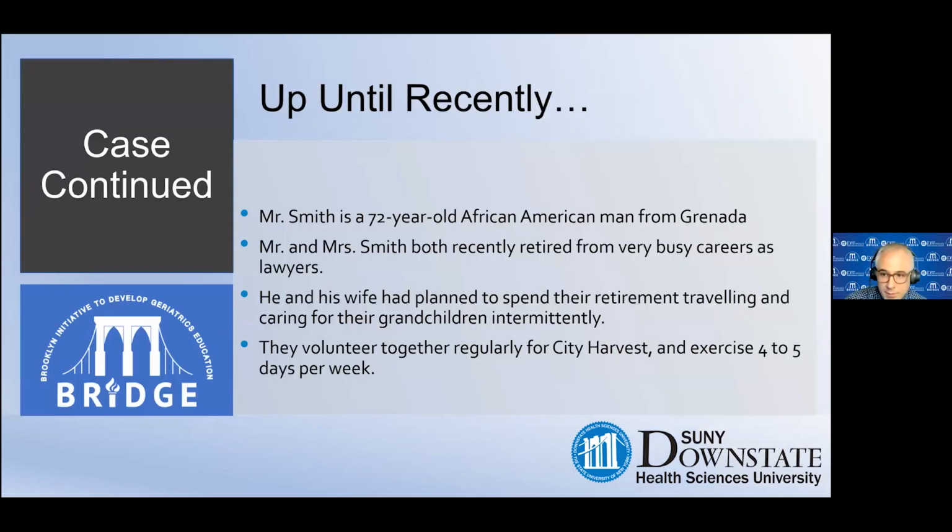So we're going to talk about Mr. Smith, a 72-year-old African-American man from Grenada. Mr. and Mrs. Smith, both recently retired from their very busy careers as lawyers. He and his wife had planned to spend their retirement traveling and caring for their grandkids intermittently, volunteer regularly at City Harvest. They both exercise 4 to 5 days per week. Socially, physically active, intellectually vibrant couple from the Caribbean.